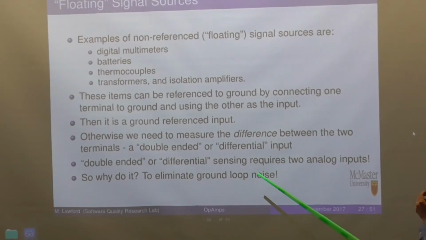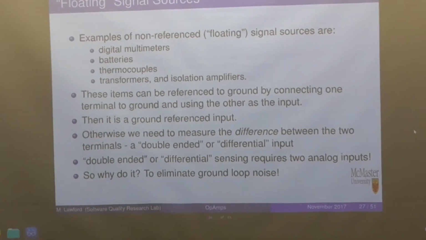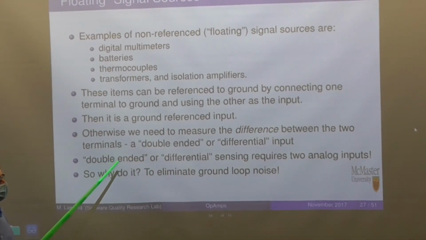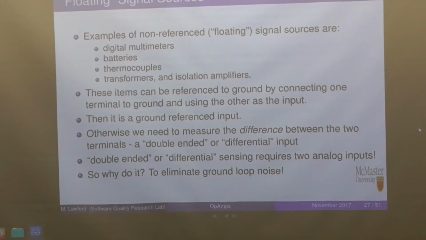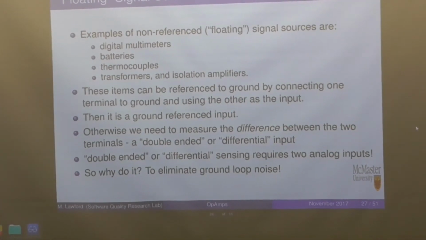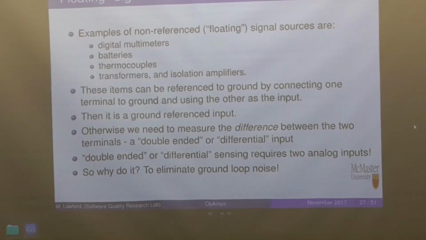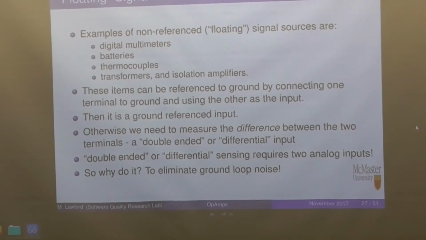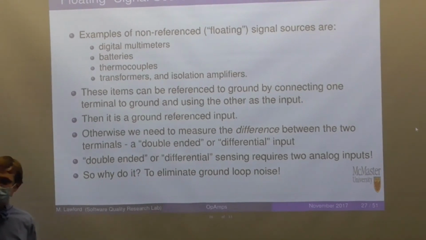So, if it's not grounded, then we need to measure the difference between the two terminals. That is, we need to use a double-ended or differential input. Double-ended differential sensing uses two analog input leads. The differential sensor, or the differential amplifier that we already discussed, that was in the instrument circuit, that is what we're talking about here, right?